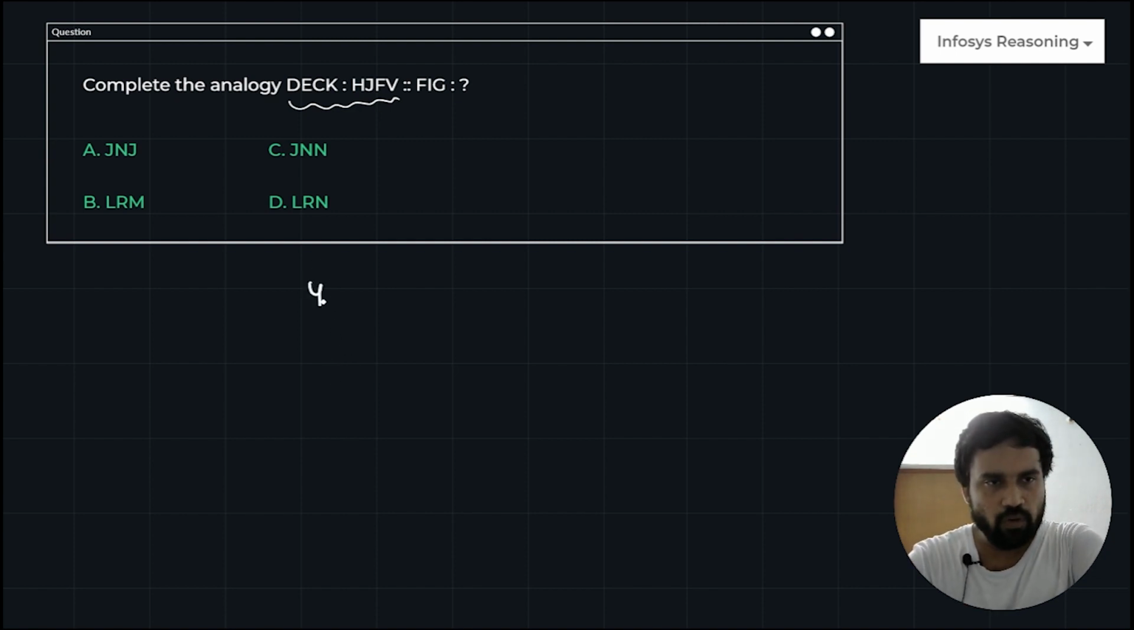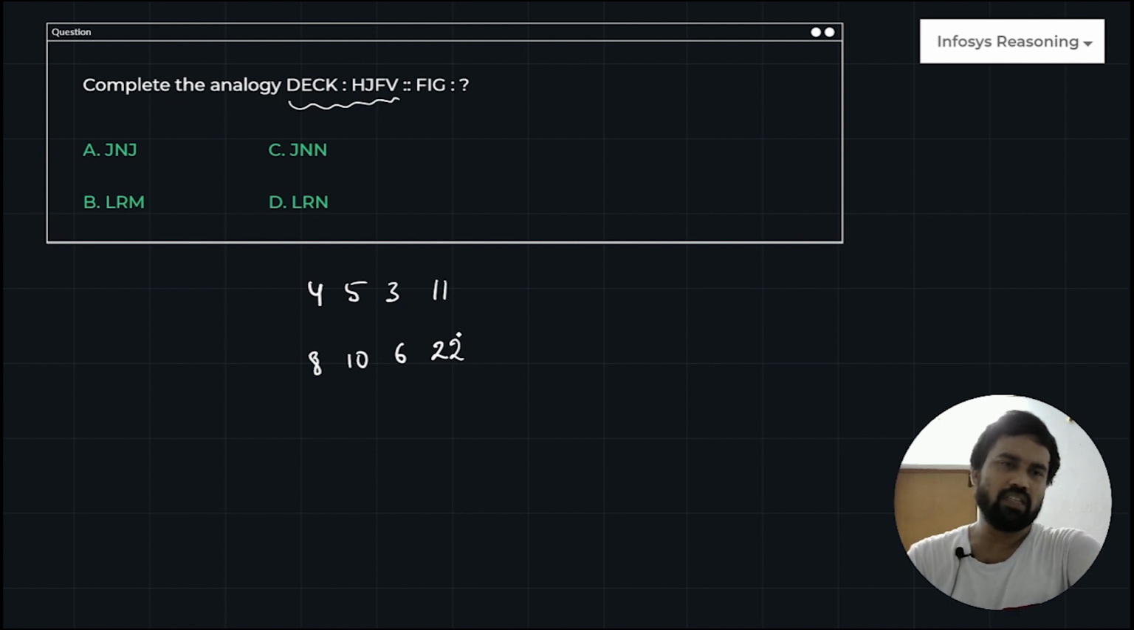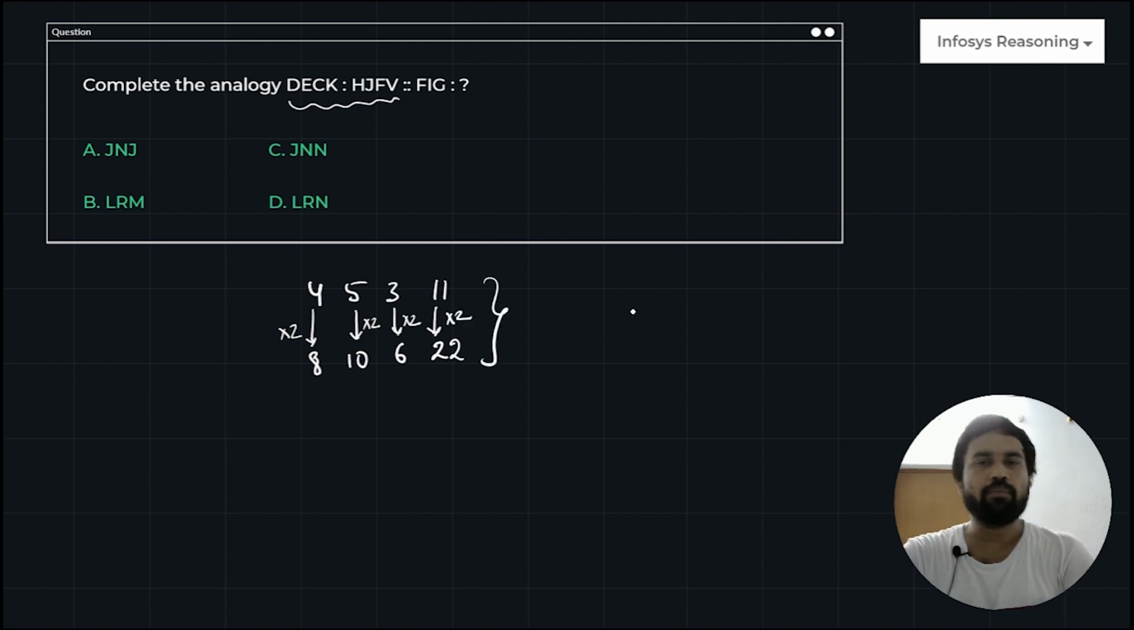D is 4, E is 5, C is 3, K is 11, Kings 11 Punjab. H is 8, J is 10, F is 6, V is 22. This is how we can easily do this. So 4 becomes 8, which is 4 into 2. 5 becomes 10, 3 becomes 6, 11 becomes 22. So all the alphabets are multiplied by 2 and the corresponding numerical value is replaced with the alphabet.